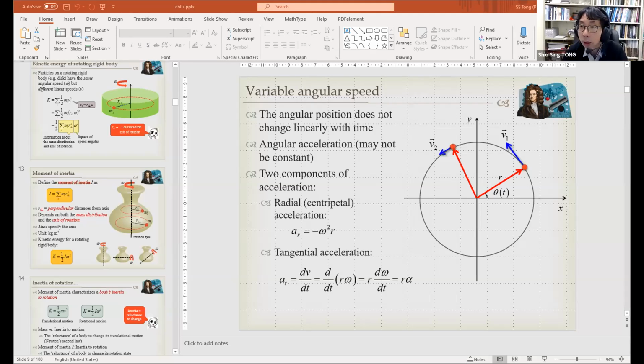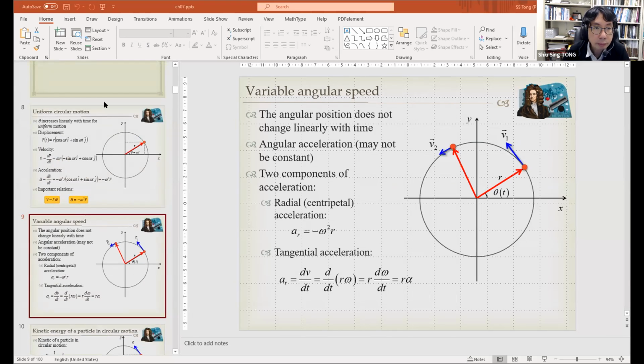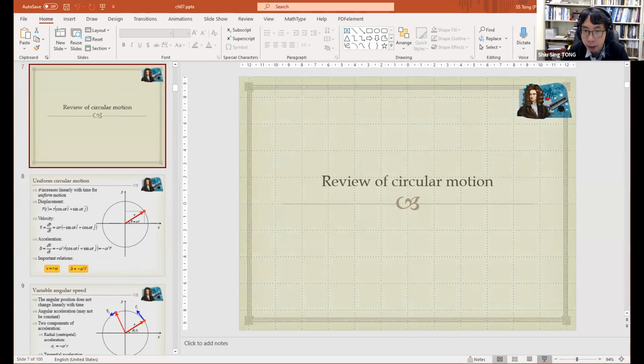We would now like to have a brief review on circular motion, because rotation is actually based on circular motion. When the body rotates, every particle in the body will exhibit a circular motion. So that's why we want to have a review on circular motion before we go into our discussion on rotational inertia. So let's have a brief review.